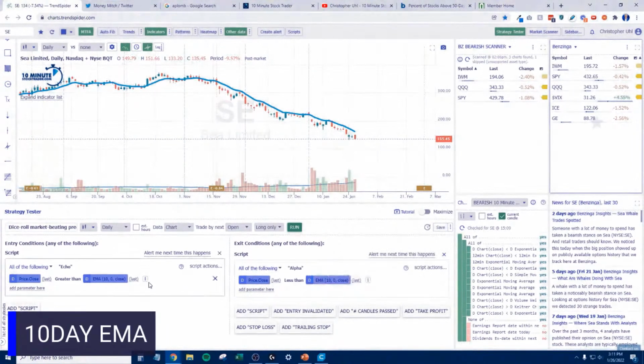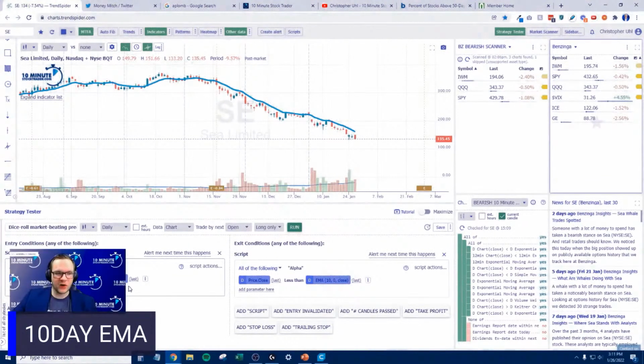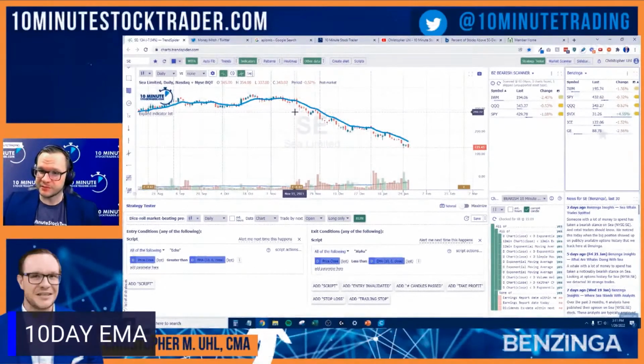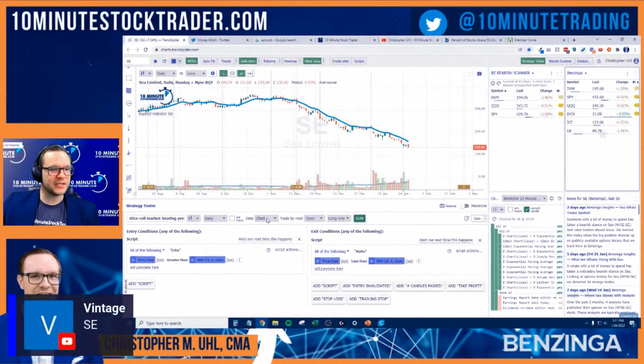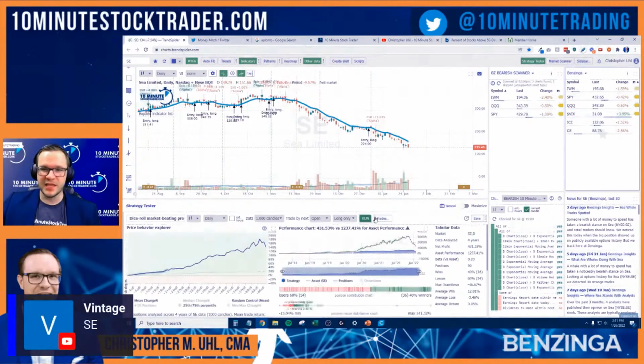All right. So let's recap. We're going to say if price is greater than the 10, so price is greater than the blue line, enter. And this is on a daily candle. If price is less than the 10, so less than the blue line, exit. We'll hit run. Oh, and we like to trade on at least 1,000 candles. It's not going back to 1987 when you were probably born if you're watching this, but we are looking at 4 years worth of data. This covers a lot, and it can give you some great data points to work with.